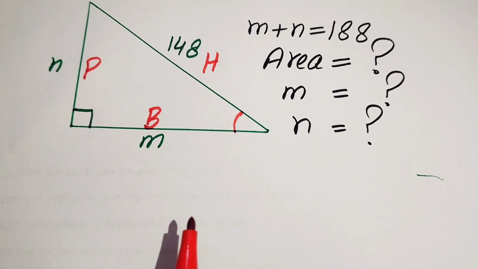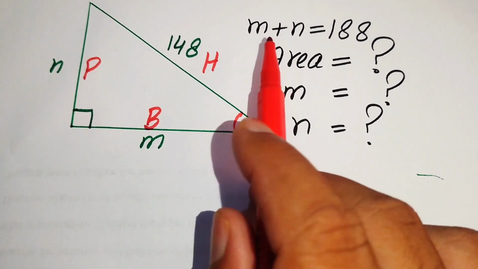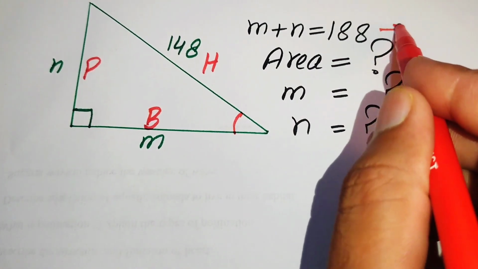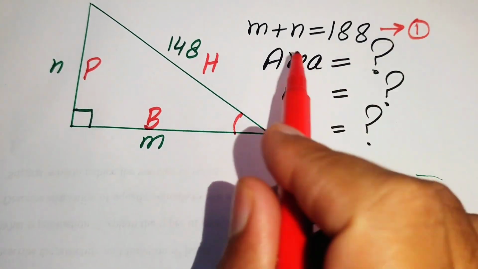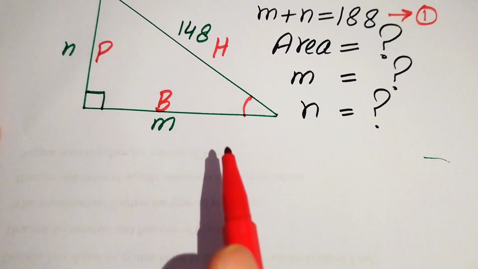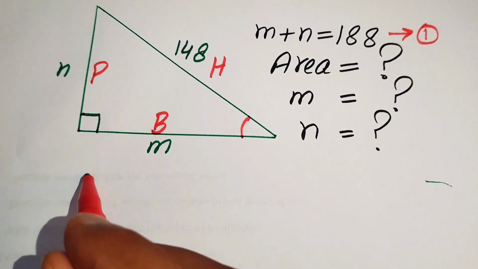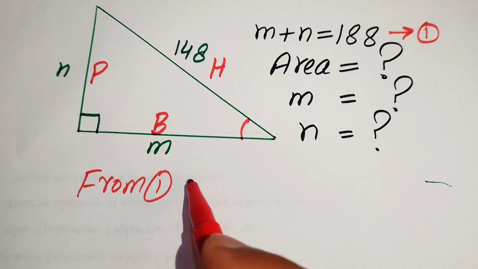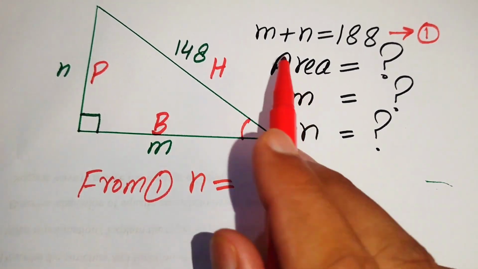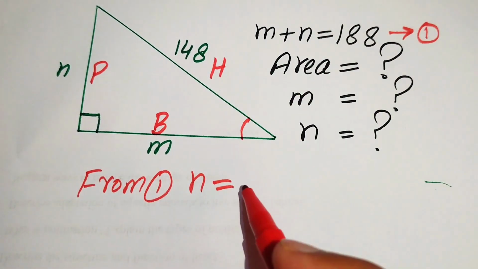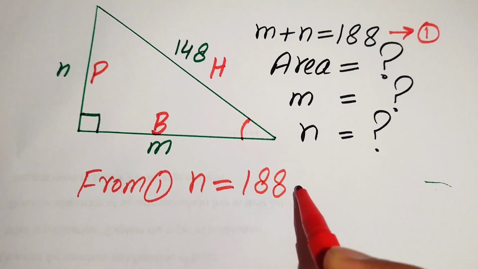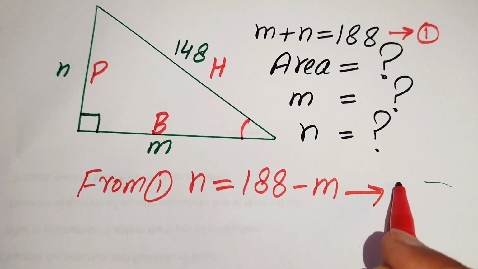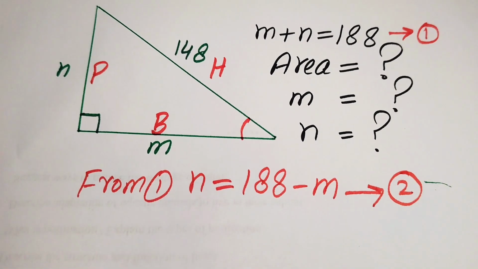First we are given that m plus n equals 188, and we call this equation number 1. From this equation we find the value of n. From equation number 1 we have n equals, we move this plus m to the right hand side, and it is written as 188 minus m, and we call this equation number 2.